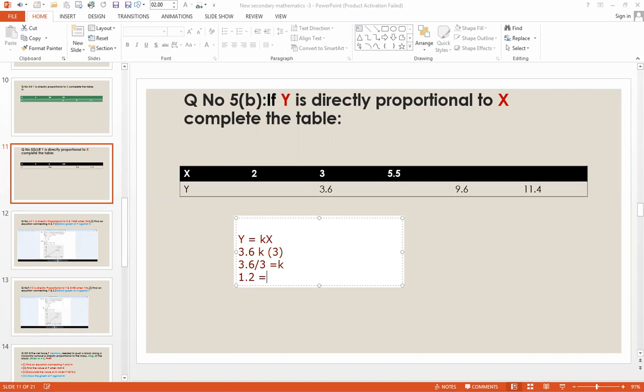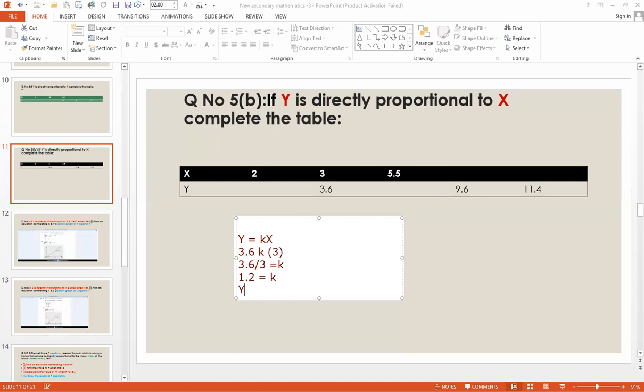This value of k shows in which proportion the other variable will be changed. Changing means either x is increasing or decreasing. For the change in x, y changes 1.2 times. Getting my point? So this k shows the proportion of the change of y. Okay, now we are able to complete the table.